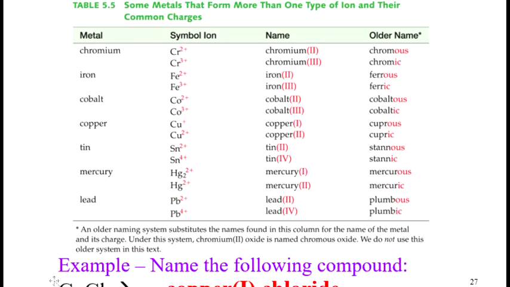Alright guys, as you see here, we may have for chromium these two types of charges. Iron, these two. Cobalt, these two. Copper, or something like that. But you don't need to memorize any charges for these elements. As long as you see chromium 2, it means chromium 2 positive. If you see, for example, tin, 1, 5, it means 4, it means Sn 4 positive. So please understand that.